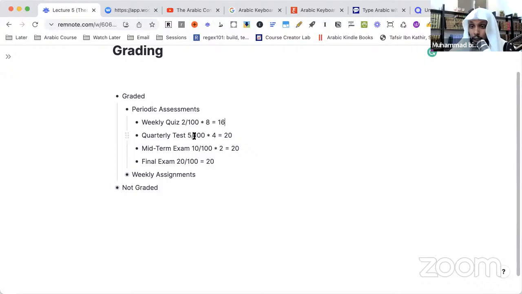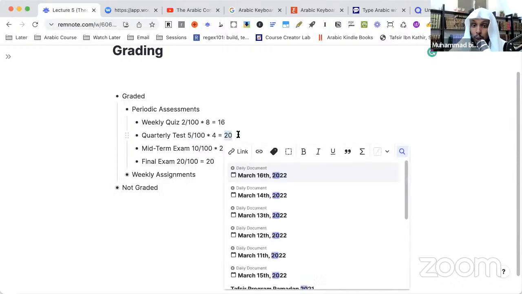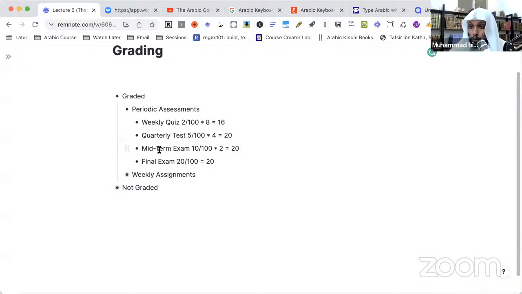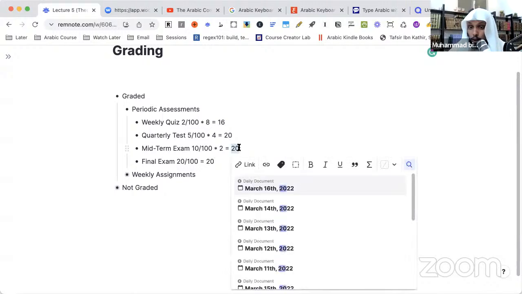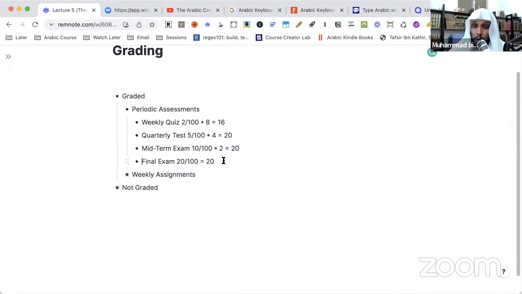Then we have the quarterly test, which is like the checkpoint quiz I've just sent, which is worth 5 marks. It's going to be 4 of them in total, i.e. after every 2 units, and they're going to be 20 marks in total. Then we have the midterm exam, which is after 4 units, and when we finish the 8 units, so it's 2 of them, each worth 20 marks. And then we have the final exam, which is worth 20 marks.